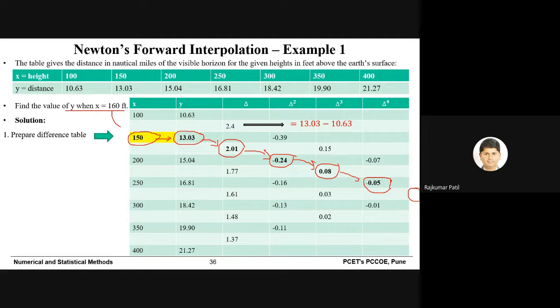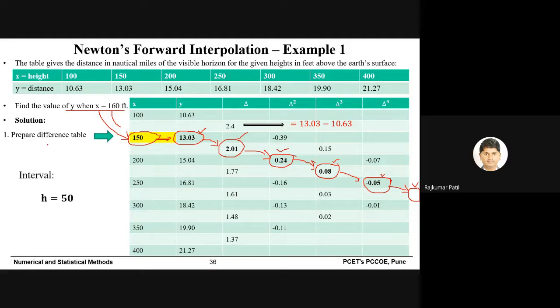Once again, I will repeat. Find out the value of x which is close to 160. Here it is 150. And the path that I have shown here, you need to take those values from that path. Y naught, del y naught, del square y naught, del cube y naught, del raised to 4 y naught, and del raised to 5 y naught. Okay, I guess it is understandable.